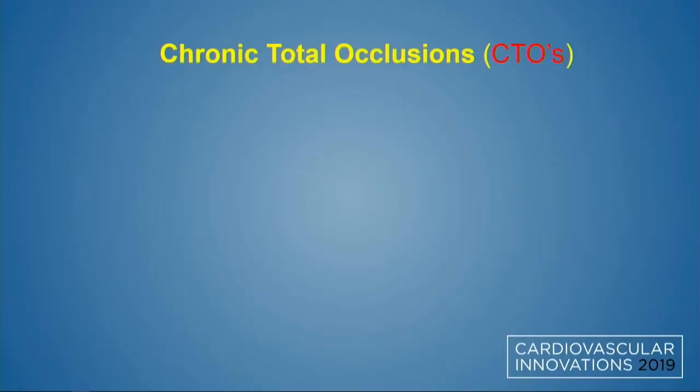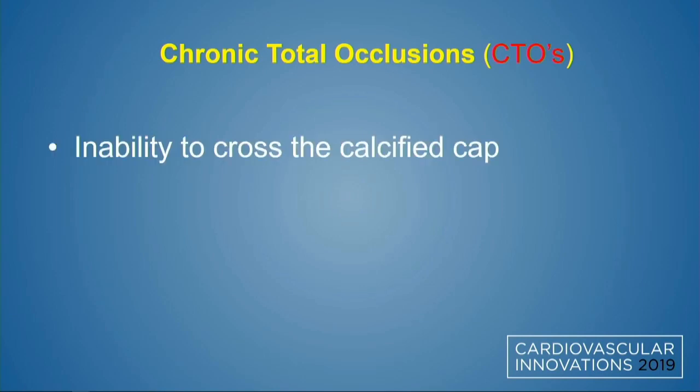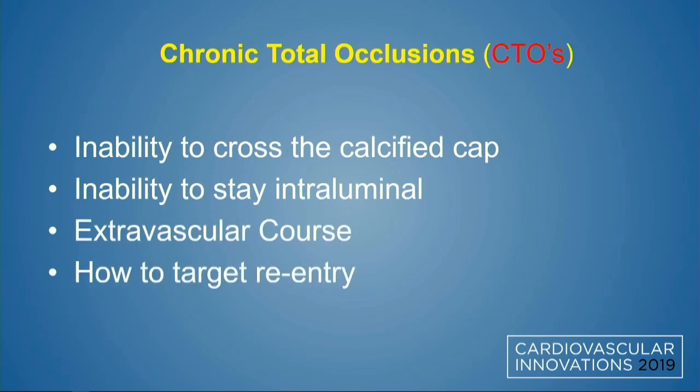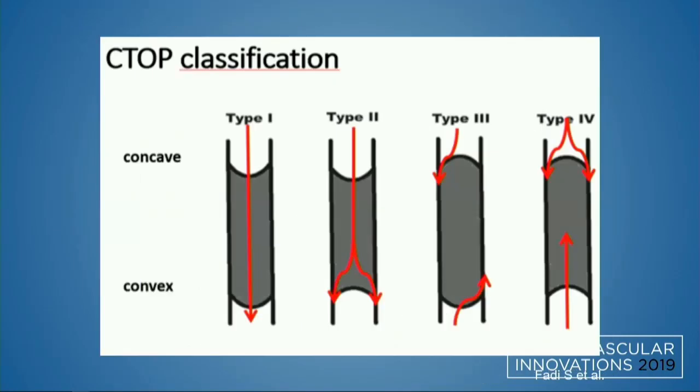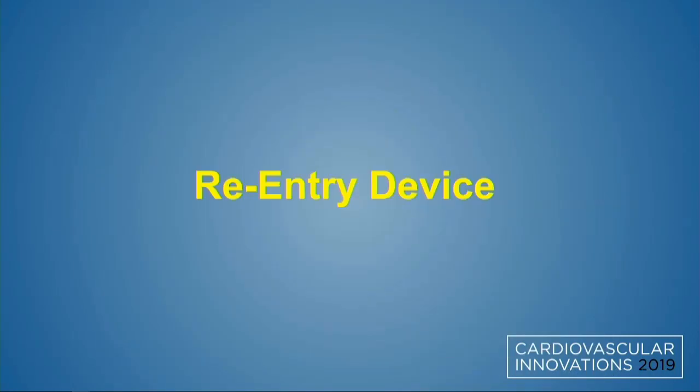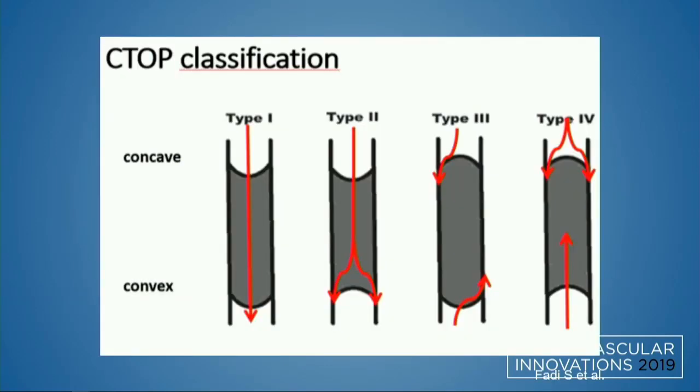And when that fails, why are CTOs so difficult? It's the same problem that we have in the fem-pop area. It's the cap above and below. Fadi has talked about the CTOPs, and I think there's some relevance to that in the iliacs as well. So the way your wire goes depends on the cap itself.